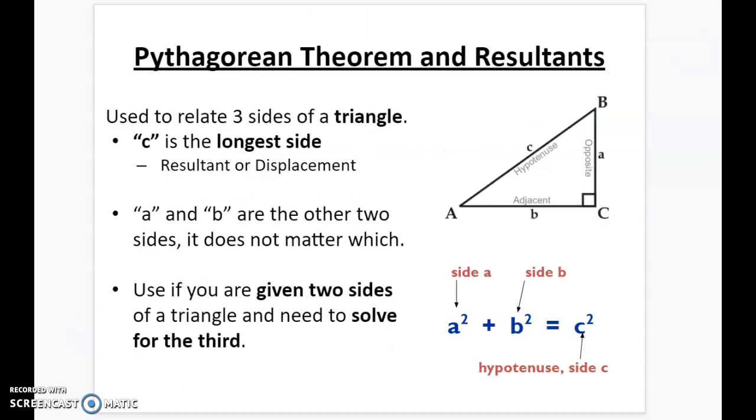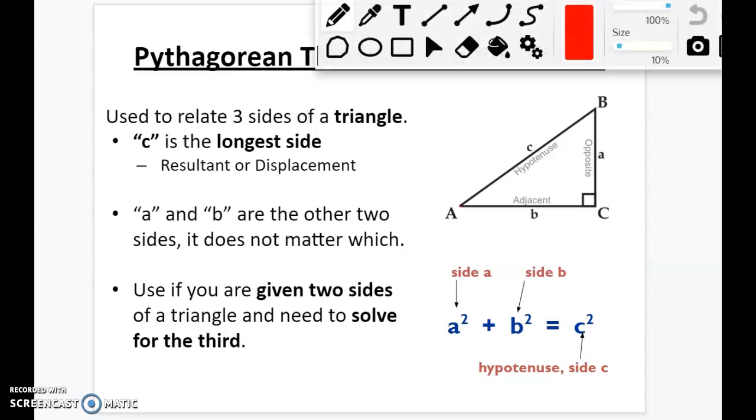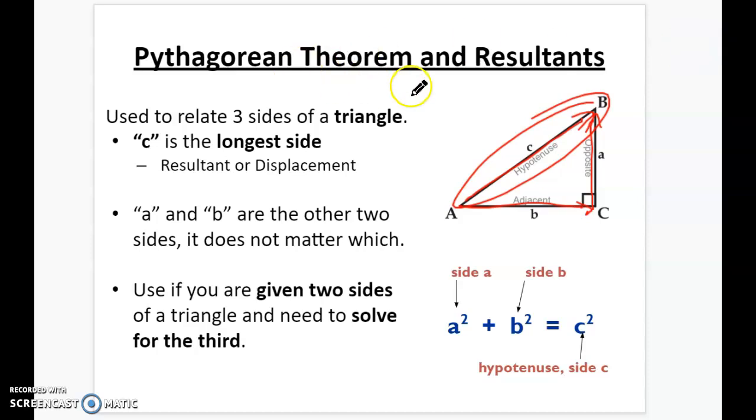But we also use Pythagorean theorem to solve out for that resultant, because in many cases we know what the components are. And if we know what the components are, we can solve for our resultant, which ends up being the longest side of a right triangle, because that's what all of this ends up making. That's cool. And Pythagorean theorem just relates the three sides of the triangle, a, b, and c, in this mathematical formula: a squared plus b squared equals c squared.